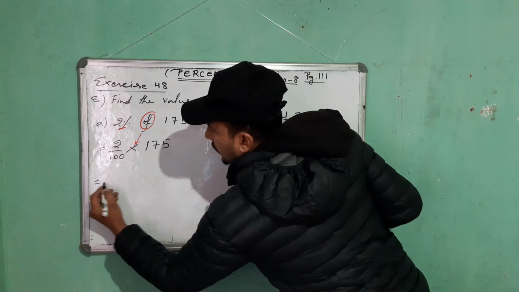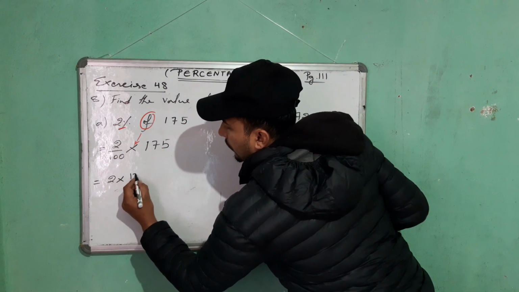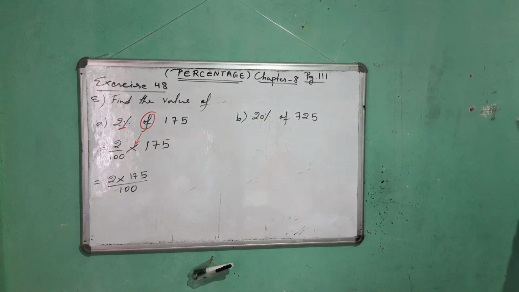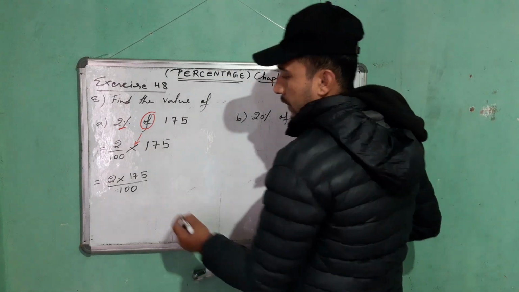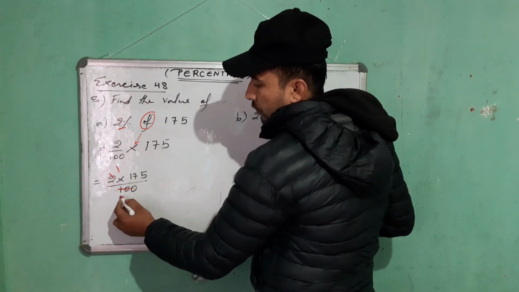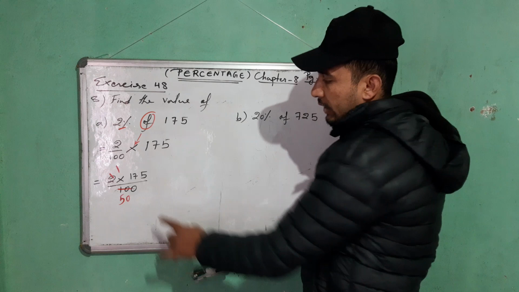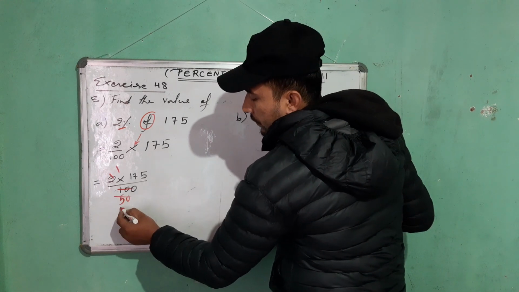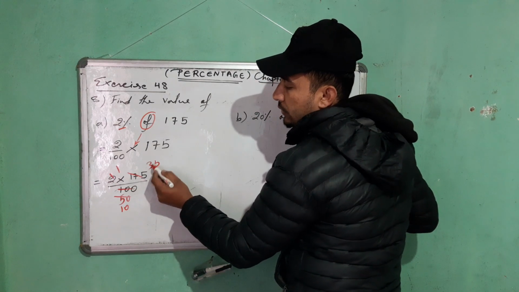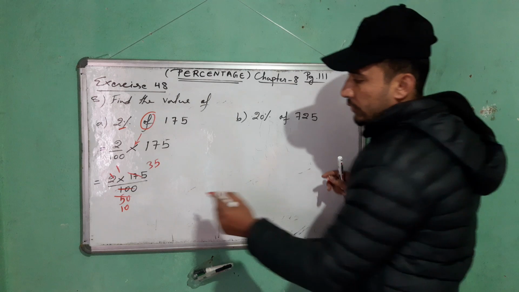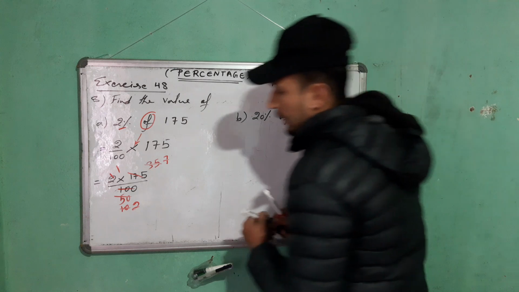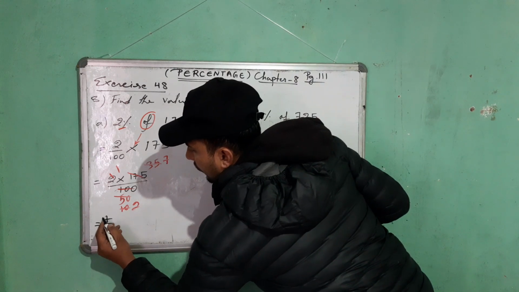175. So it will be 2 into 175 divided by 100. 2 into 175 upon 100. You can cancel it. 2 1s are 2, 2 5s are 10, 2 zeros are 0. Again you can cancel here and here. 5 1s are 5, 5 zeros are 0, 5 3s are 15, 2 is left, 25, 5 5s are 25. Now again you can cancel. 5 2s are 10, 5 7s are 35, 7 by 2. This is equals to 7 upon 2.